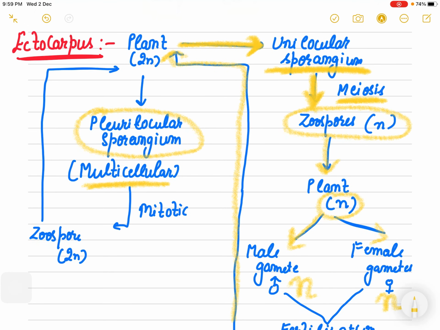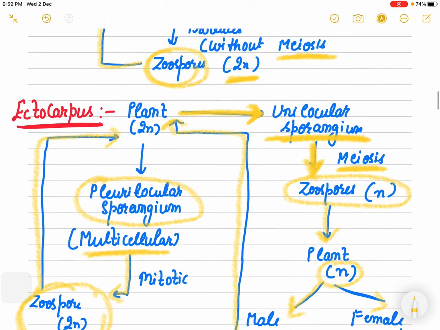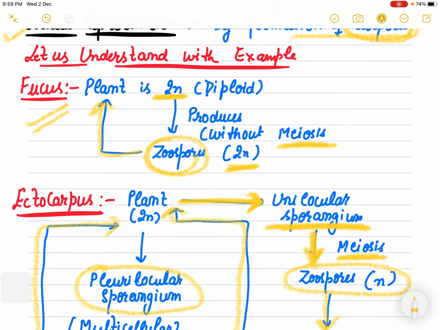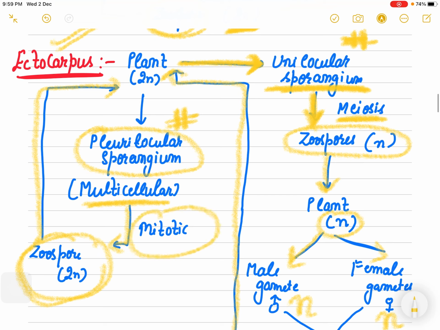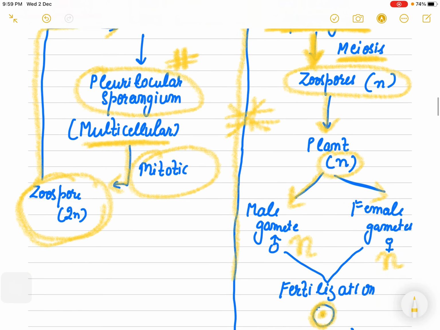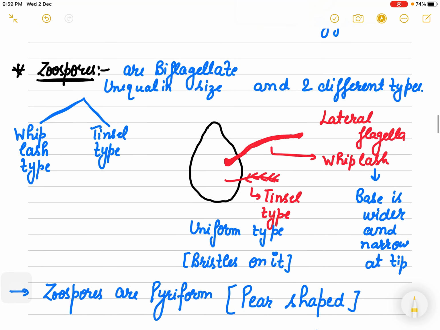And what about the plurilocular sporangium? It is multicellular. It undergoes mitotic division. So the zoospores will be diploid and form the plant, which again will be a diploid plant. So that is the difference between fucus and ectocarpus. Ectocarpus के पास two types of sporangium are there. One is unilocular, in which meiosis happens. One is plurilocular, जो कि मल्टी सेलुलर होता है और यहाँ पे माइटोटिक होती है. That is the main difference between these unilocular and multilocular sporangium. जूस्पोर्स होते कैसे हैं यहाँ पे, कैसे हैं इसके जूस्पोर्स?